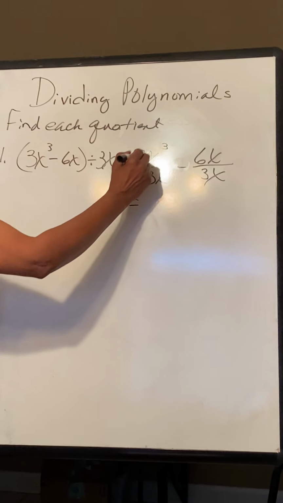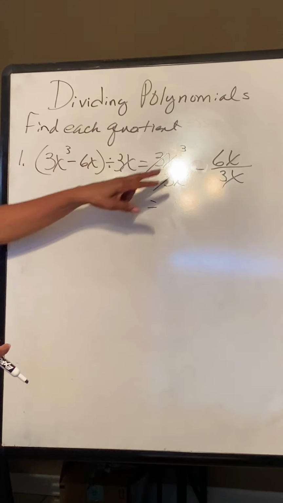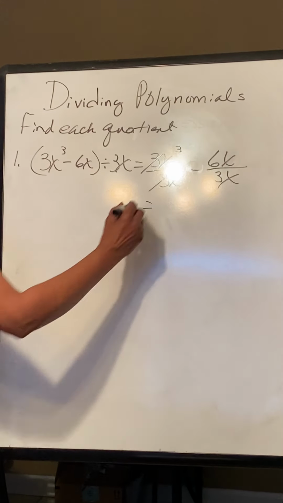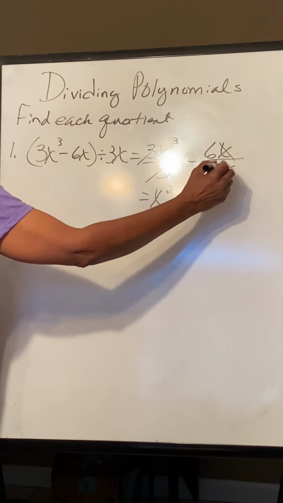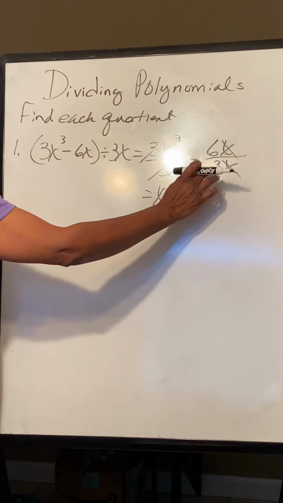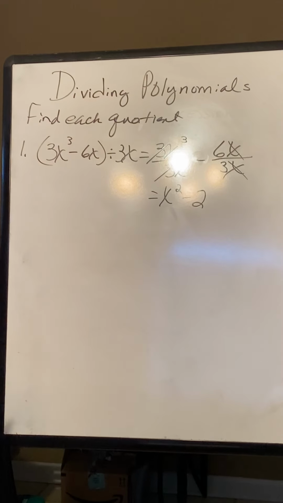These 3's cancel. Remember your rule, when you divide like bases, subtract the exponents. 3 minus 1 gives you 2, so that gives you x squared. Well, when I simplify here, these x's cancel. Then 6 divided by 3 gives me 2. So my answer is x squared minus 2.